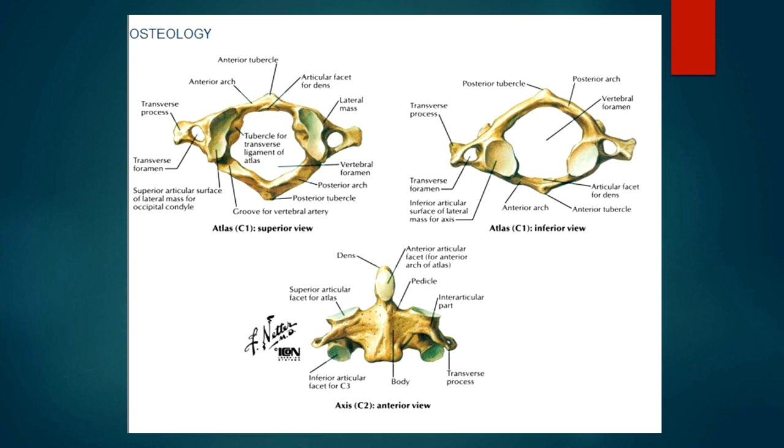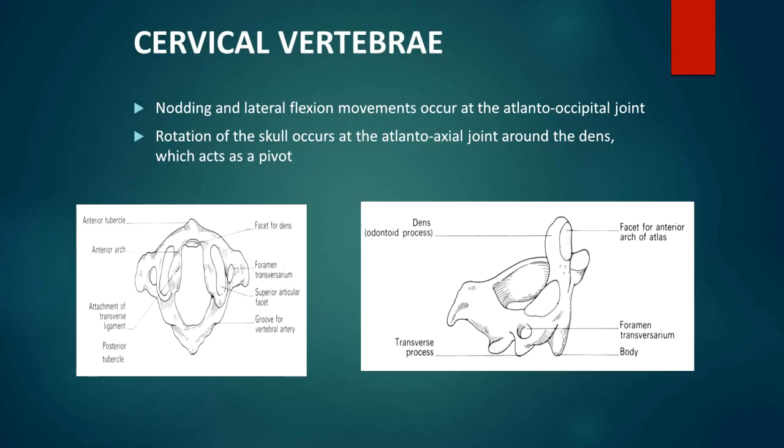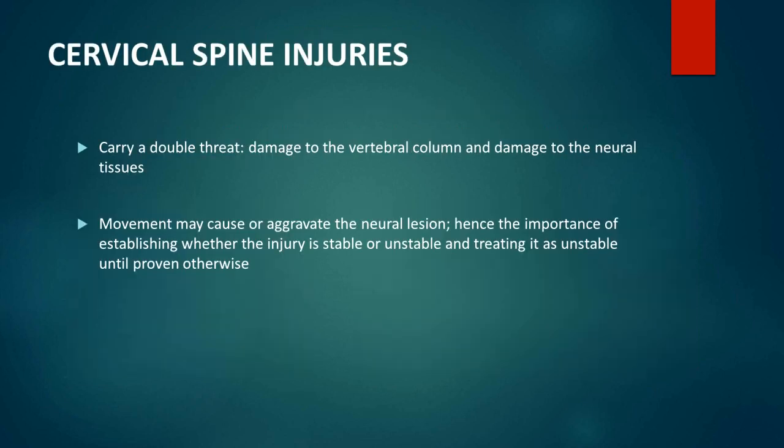C1 and C2. Osteology here. Again, cervical vertebrae are involved in nodding and lateral flexion movements that occur at the atlanto-occipital joint. Rotation of the skull occurs at the atlanto-axial joint around the dens, which acts as a pivot point. So those are important to remember.